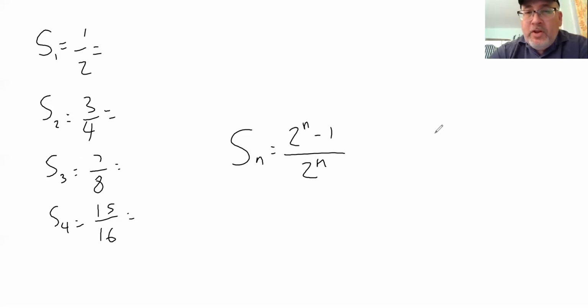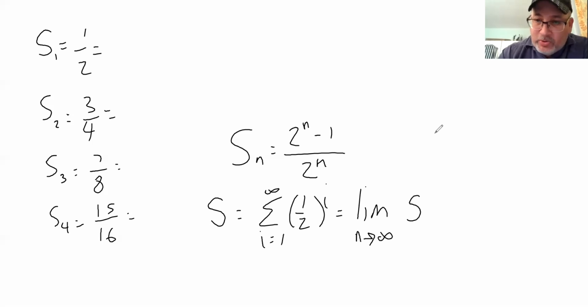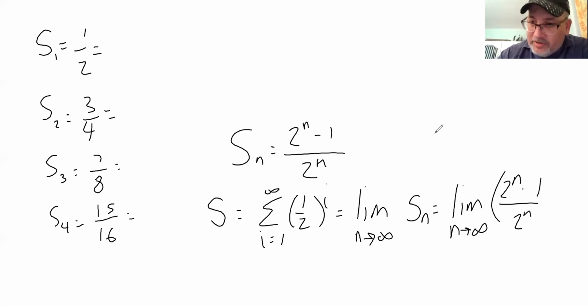So we have a closed form for the nth term, or the nth partial sum, I should say. And so what we would say is that the actual sum itself, the sum from 1 to infinity, the infinite series if you will, is going to be the limit as n approaches infinity of the nth partial sum. So it's the limit as n approaches infinity of (2 to the n minus 1) over 2 to the n. There's a variety of ways to handle this. You could use L'Hopital's rule if you really wanted to. Hope you remember your derivative rule for 2 to the nth power.